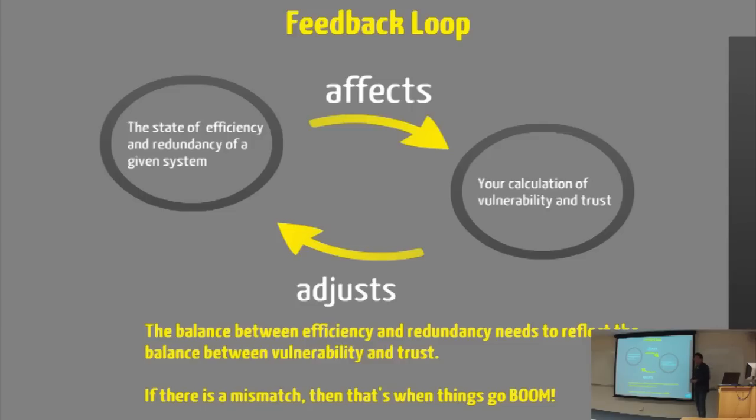Because he realized that's unlikely to happen, that is a calculation of vulnerability and trust. He calculated that it's unlikely to happen, and that he trusts it won't happen. And that adjusts my efficiency and redundancy. Obviously, I'm not going to put in a redundant measure to make sure the building stays up if a plane hits it. The balance between efficiency and redundancy needs to reflect the balance between vulnerability and trust. If there is a mismatch between these two areas, then that's when things go boom. So is that like if you trust something that's not going to happen?